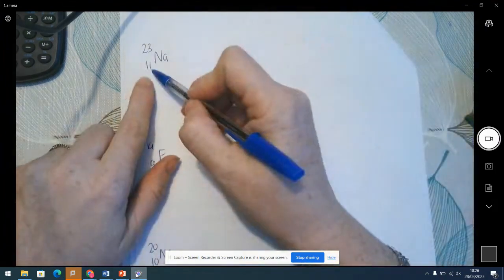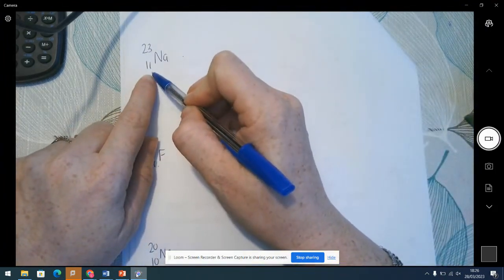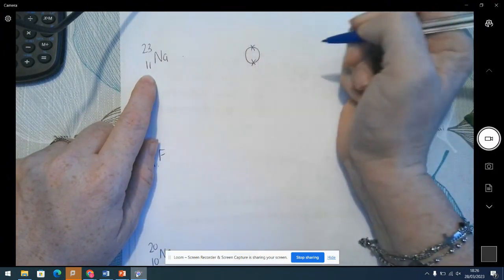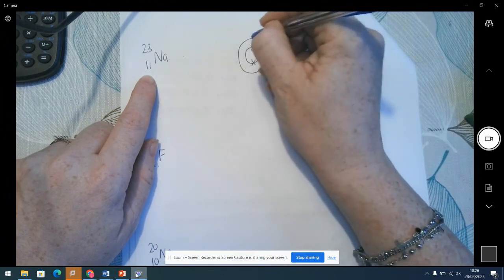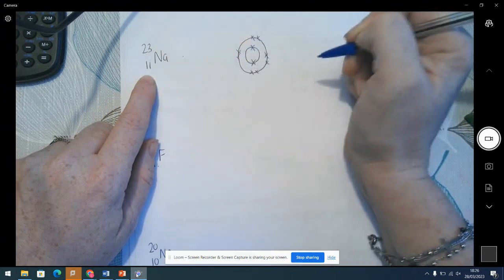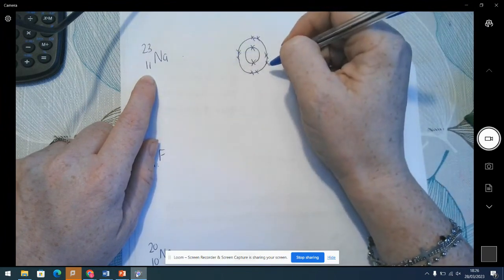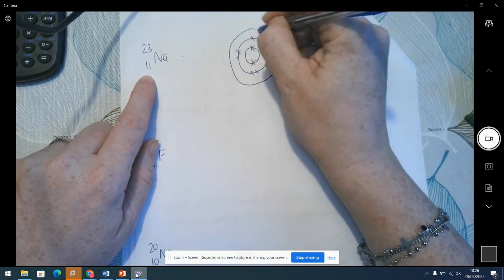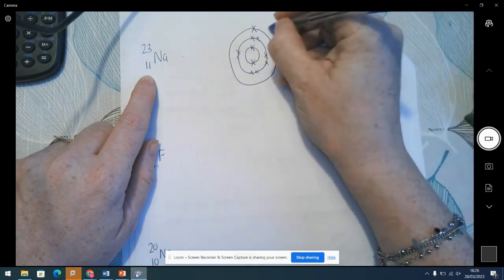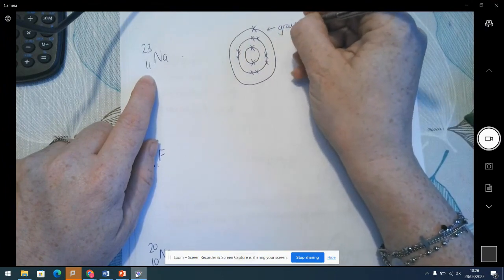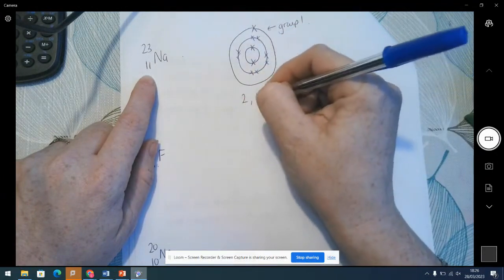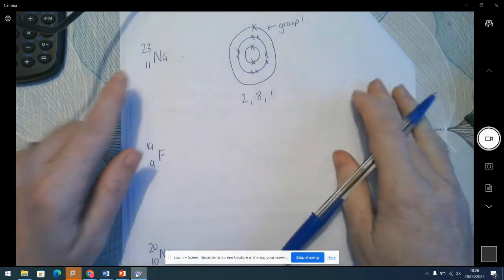Okay, so bottom numbers are the ones we're looking at. It's got 11 protons, so therefore 11 electrons. I've followed the rules that 2 can go in the first shell, then 3, 4, 5, 6, 7, 8, 9, 10. So again, the maximum it can hold in the second shell is 8. That means I need a third shell. In this case, there is 1 electron in that outer shell, and I know that that is in group 1.